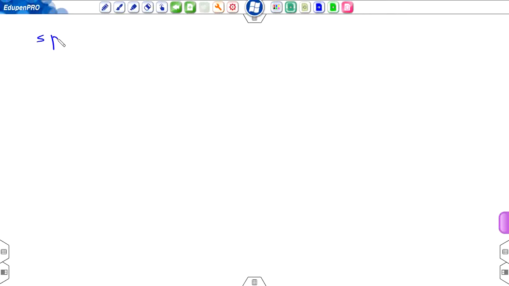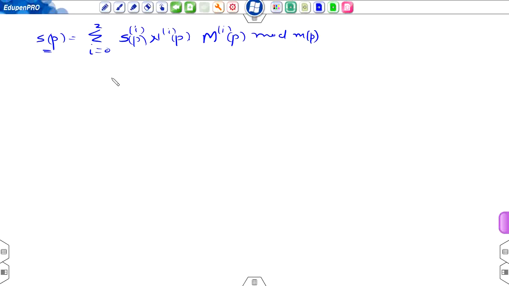Now S(p), the last step, computing S(p), that is given by the formula summation i equal to 0 to 2 of s_i(p) that we have calculated, n_i(p) that is also calculated, as a function of p, capital M_i(p) as a function of p, and mod Mp. Okay, so substituting the values of s_i(p), n_i(p), M_i(p) for i equal to 0, 1 and 2. Again the condition is that the degree of this term is less than Mp, so the mod value will be this polynomial itself.